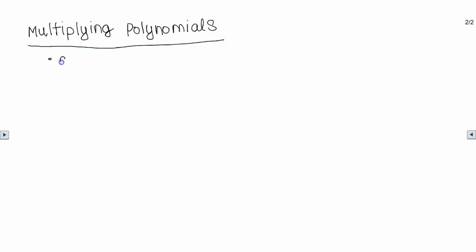So when you multiply polynomials, the first thing you are going to be using is the distributive property, which I know all of you are familiar with. All of you know exactly how to use that. And then the second thing that you're going to be using is the product rule. And that product rule we reviewed when we were talking about our laws of exponents.